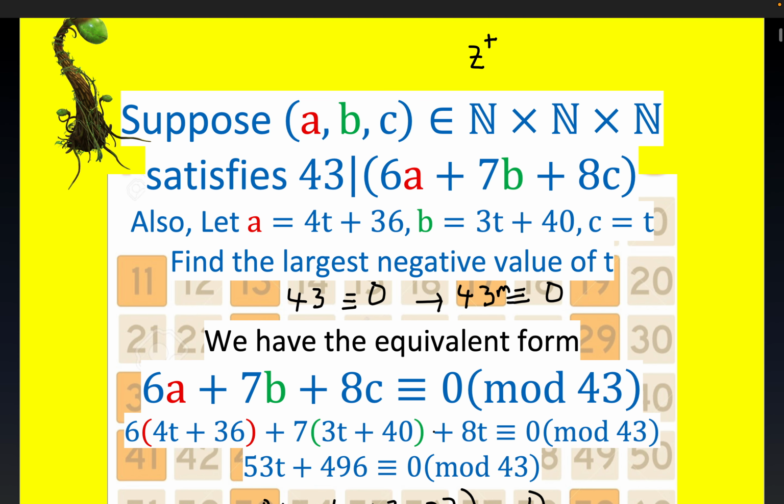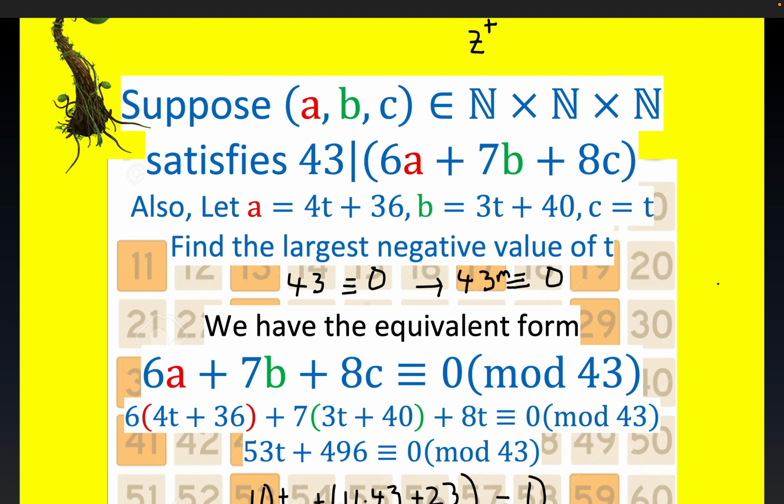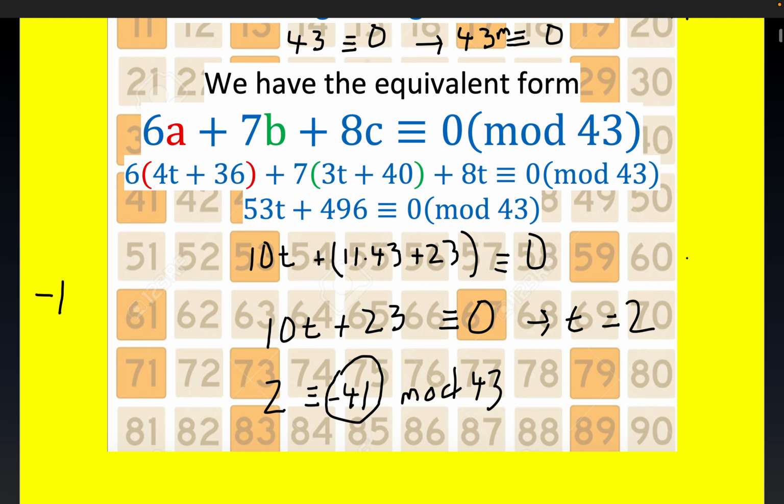Let's write it up here. The largest negative value of t is minus 41.